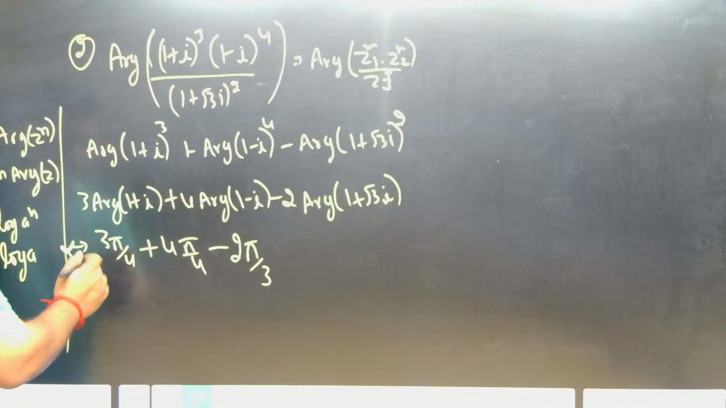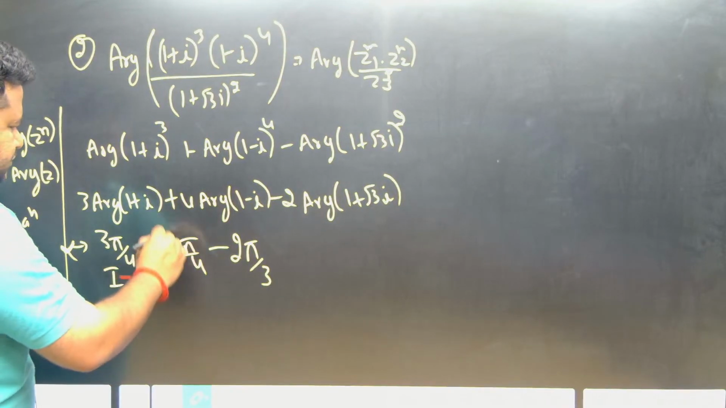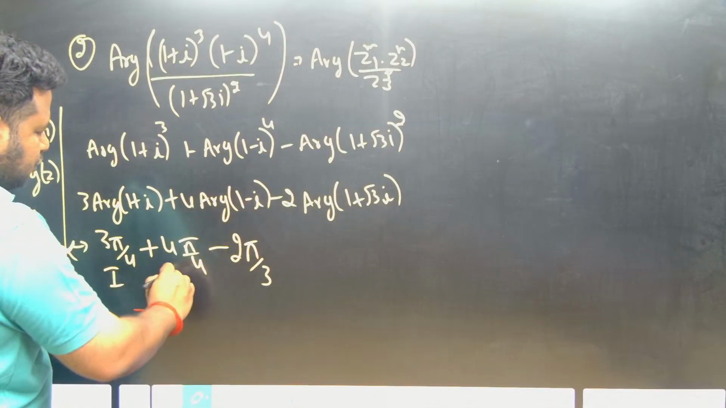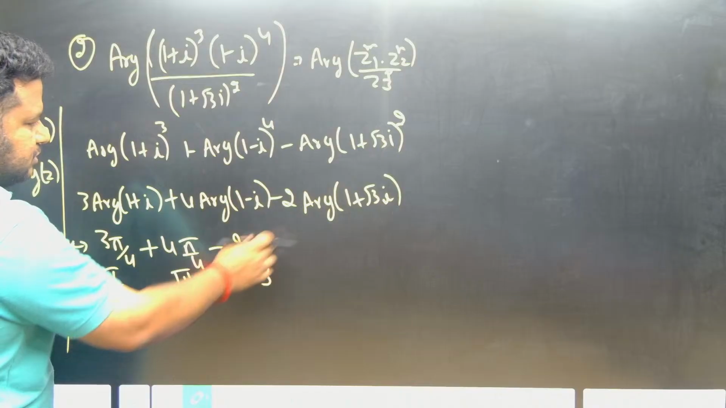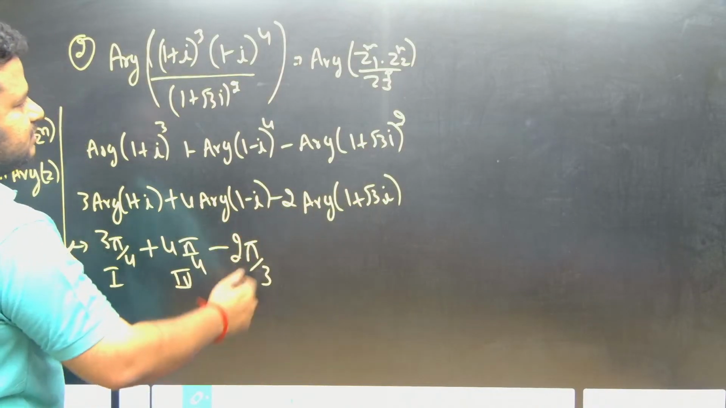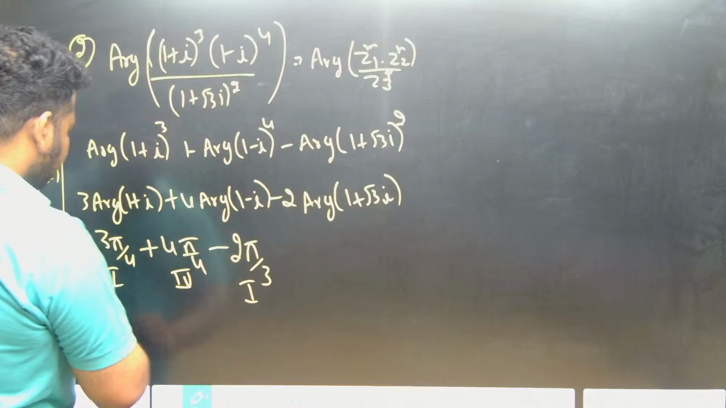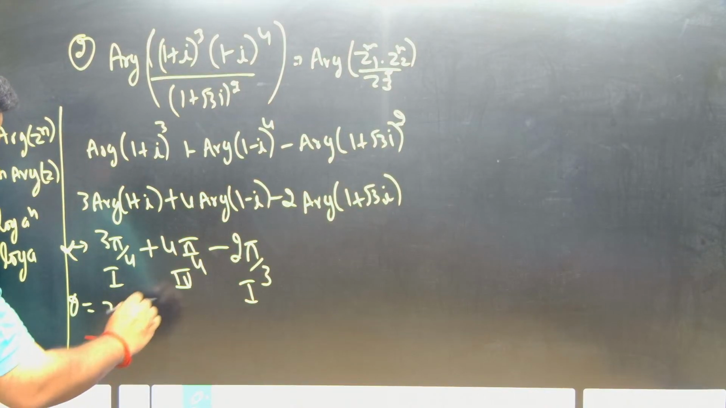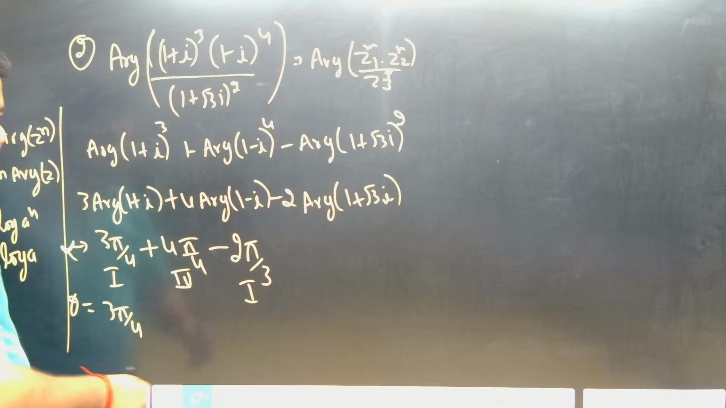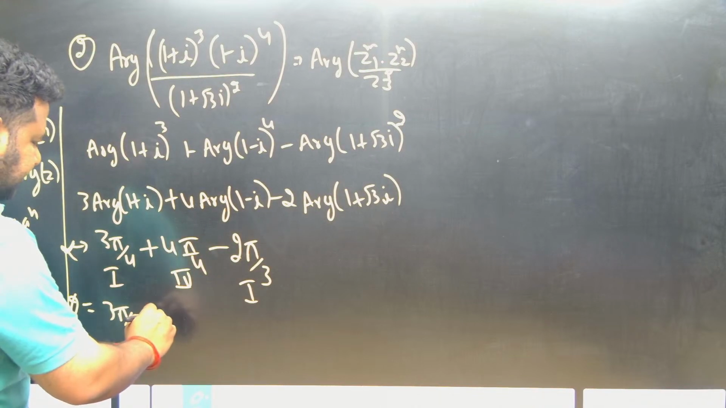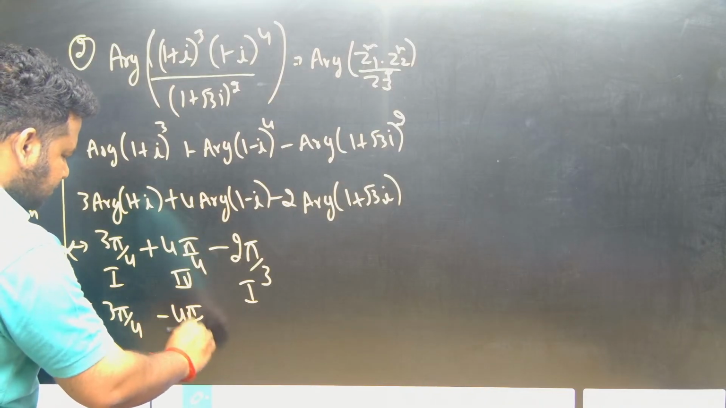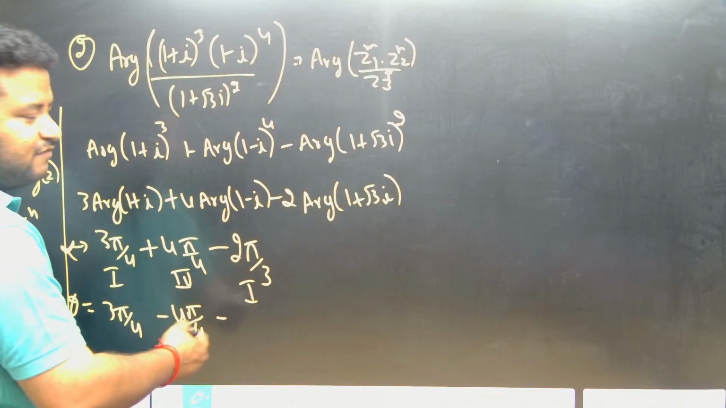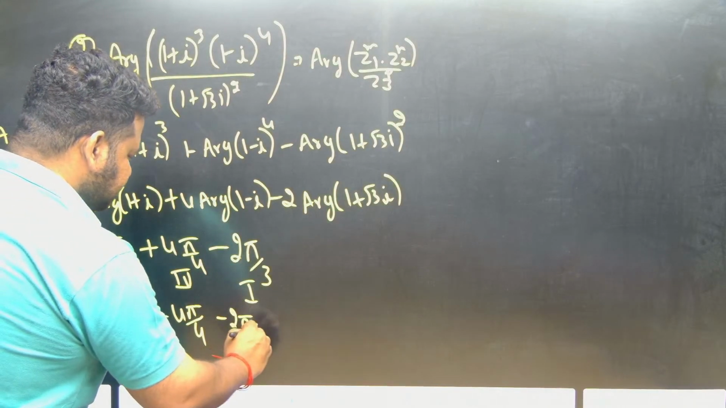But this is in which quadrant? First quadrant. What about this one? x is positive, y is negative, means this is in the fourth quadrant. What about 1 plus root 3 i? This is in the first quadrant. Now what will happen to theta? In the first quadrant theta will remain as it is, 3 pi by 4. In the fourth quadrant, theta will be equal to minus alpha, so this will become minus 4 pi by 4. In the first quadrant, theta will be equal to alpha, so this will remain as it is, minus 2 pi by 3.